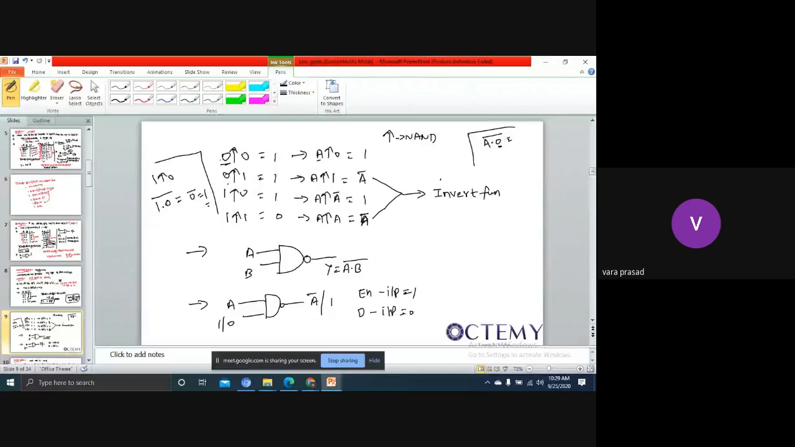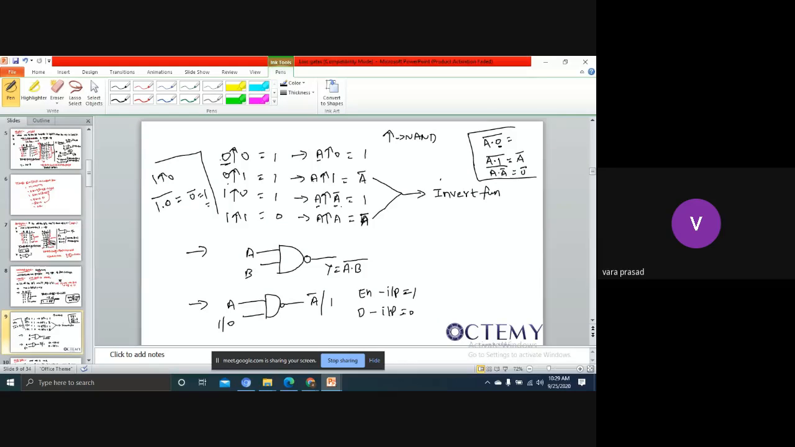Please keep in mind. Now A NAND 1 means A dot 1 whole bar. A dot 1 is A, so whole bar gives A bar. Please keep in mind, this is very, very important. Now A NAND A bar: both are complements of each other. See here, A dot A bar whole bar. We know that A dot A bar is 0, and 0 bar is 1. That's why I'm writing 1.